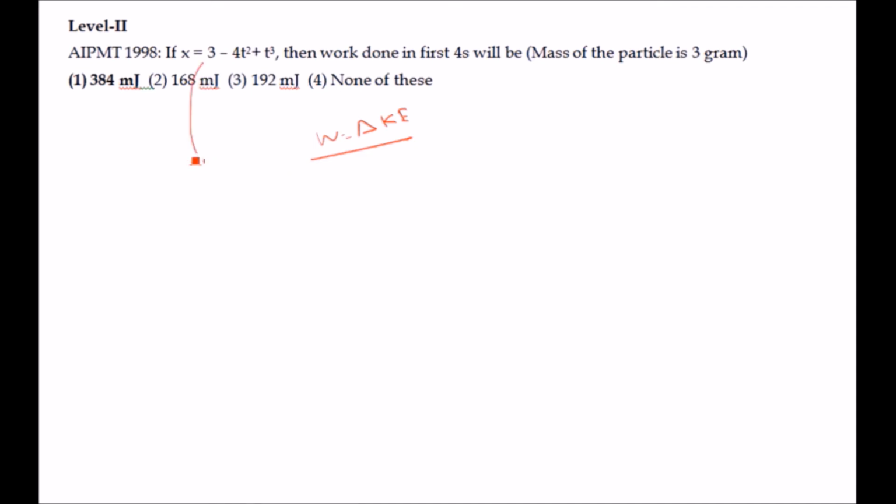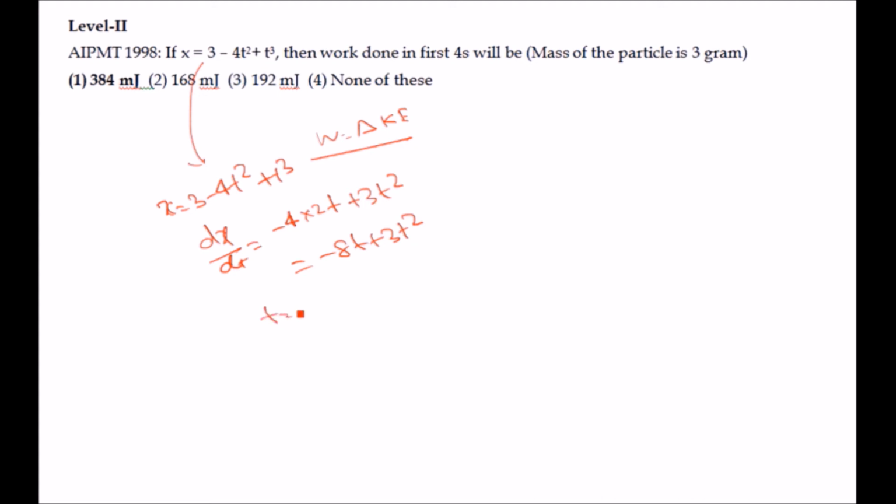If you differentiate it, you will get the velocity. So x is equal to 3 minus 4t square plus t cube. Differentiating it, we get dx by dt is equal to minus 4 into 2t plus 3t square, that is minus 8t plus 3t square. Now you just put the value of t equal to 4 seconds, and we get the velocity at time t is equal to 4.